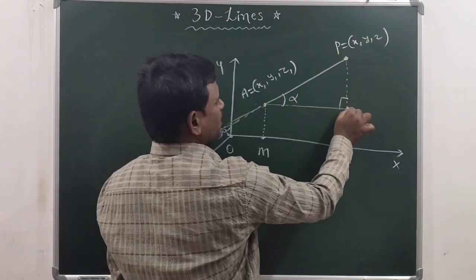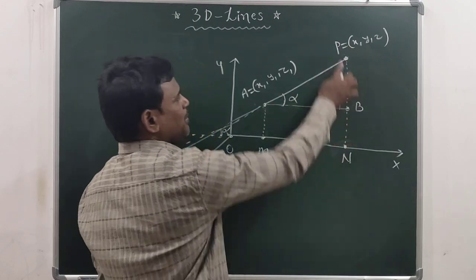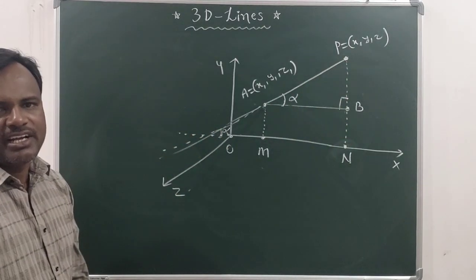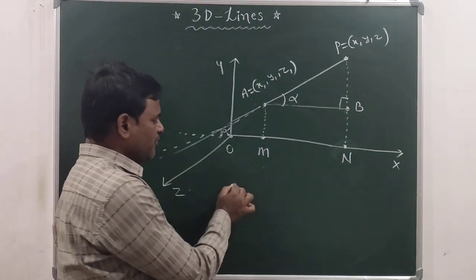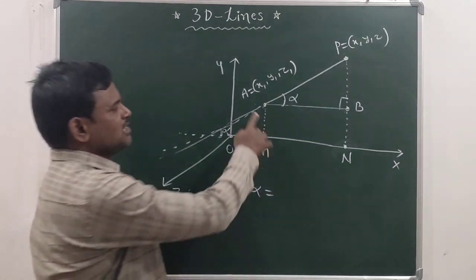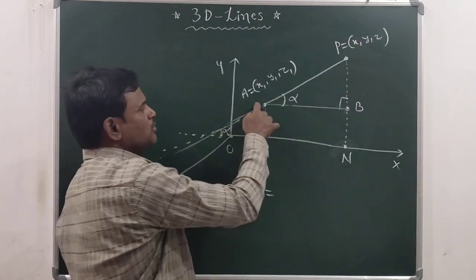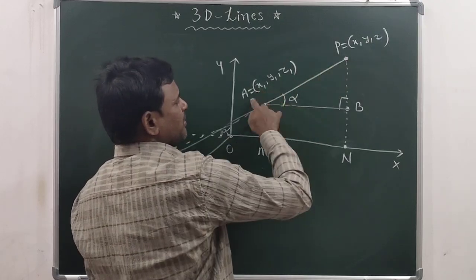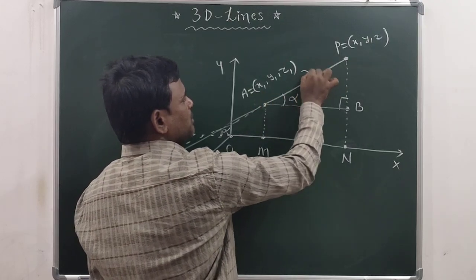AP, let us take this point as B. Now ABP is a right angle triangle. Now in this, define cos alpha. If you define cos alpha, it is adjacent by hypotenuse. So let us take the distance between A and P, that is AP, as small r.